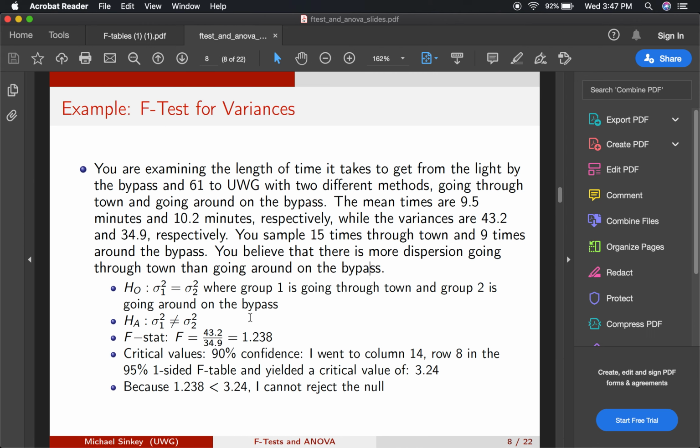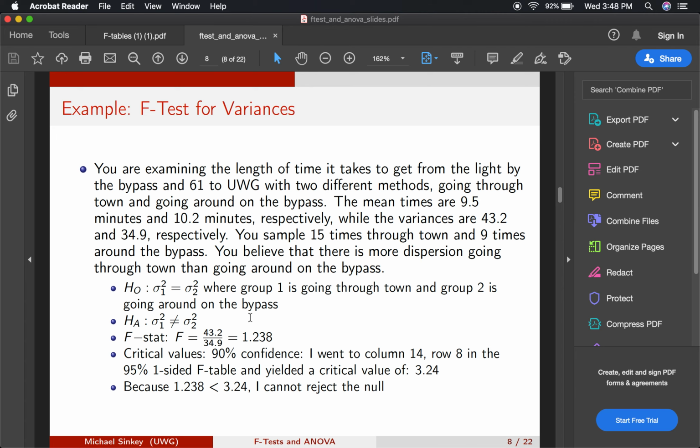My F-stat is 1.238. It is smaller than 3.24. Based on these samples, I can't rule out that there's the same variance for going around town compared to going through town. So the F-stat is pretty easy to do. You just put the large variance on top, look at the sample size of the large variance, subtract 1, that's your column. Small variance goes on the bottom, look at the sample size of the small variance, subtract 1, that's your rows of the F table.